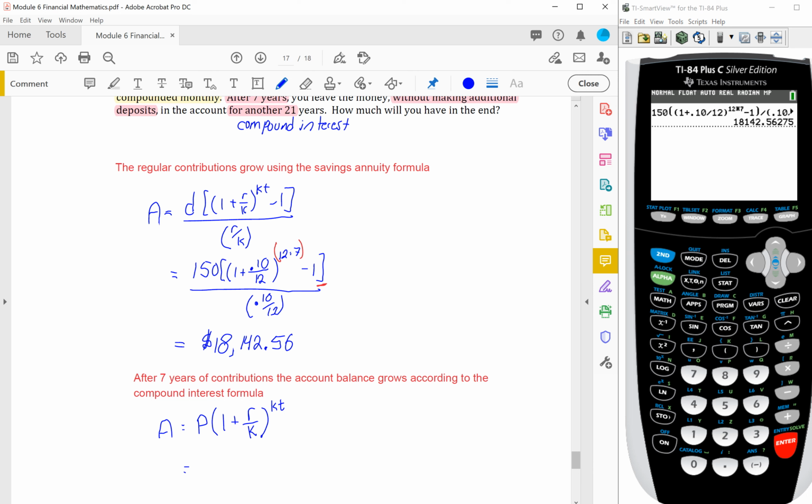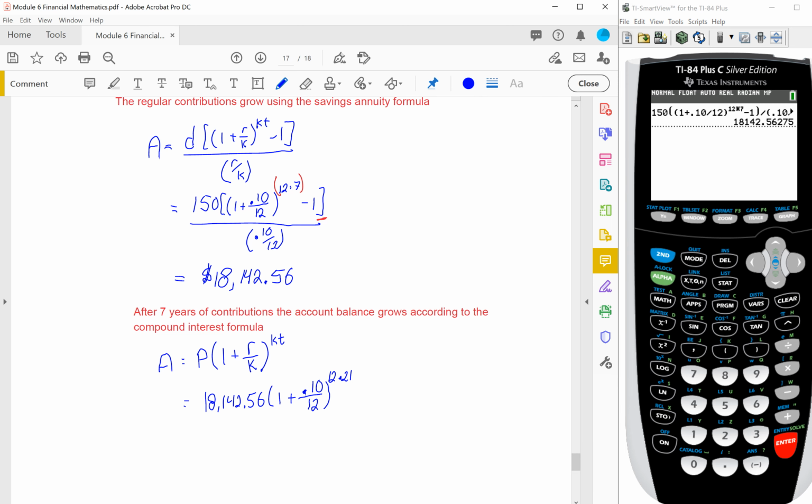So here our initial balance was $18,142.56. 1 plus your interest rate, and our interest rate was again 10%, divided by the number of times we compound interest per year, which was 12, raised to the 12, and we were doing this for another 21 years. Okay, so grab your calculator.